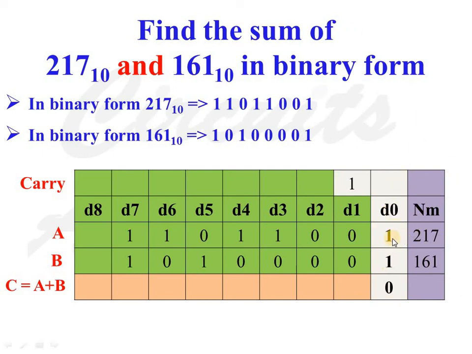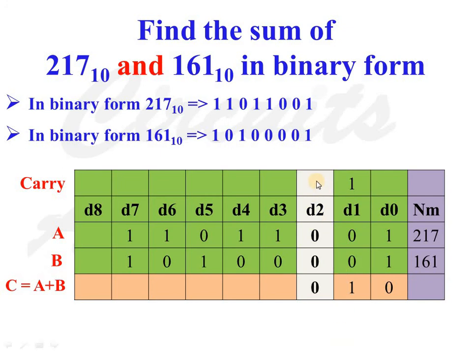The two LSB bits are 1 and 1. So 1 plus 1, result of the operation is equal to 10. So sum bit is equal to 0. Overflow or carry out is equal to 1. For the next stage, carry in is equal to 1. So D1 bit of A is equal to 0 and D1 bit of B is also equal to 0. 1 plus 0 is equal to 1. So sum is equal to 1, carry out is equal to 0.